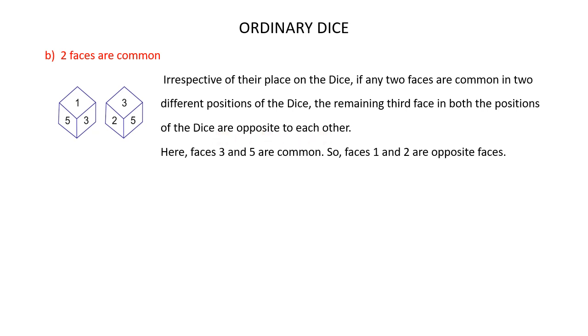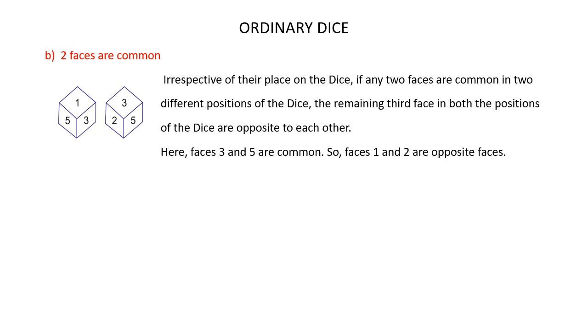This means that in two positions of a dice, if two faces are common, then whether the two common faces are in the same place in both the positions or in different places in the two positions, the remaining third face in both the positions are opposite to each other.